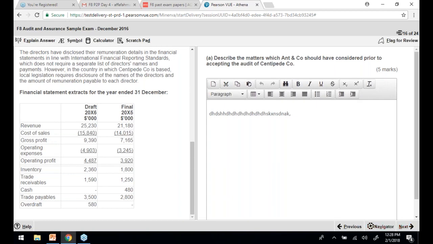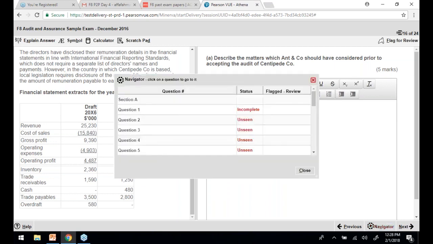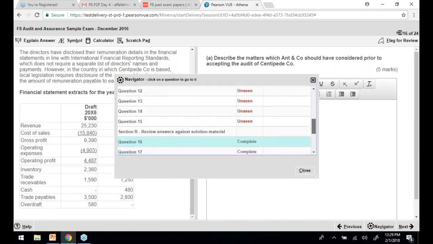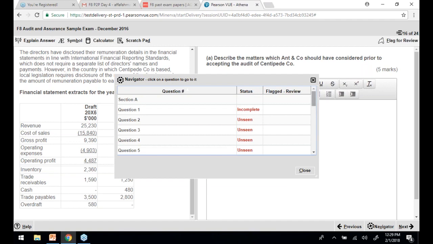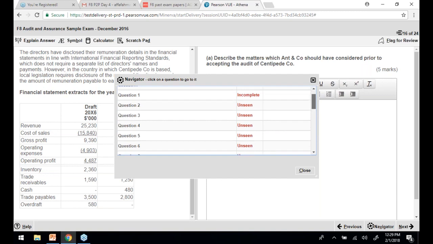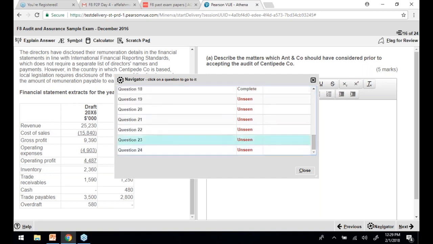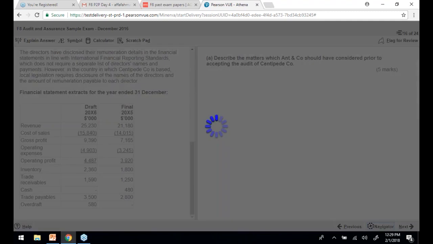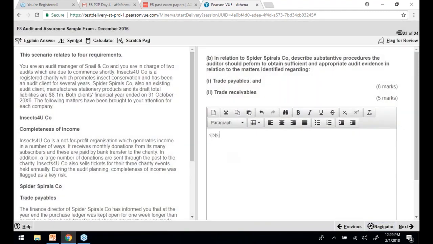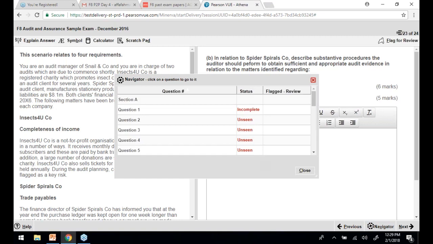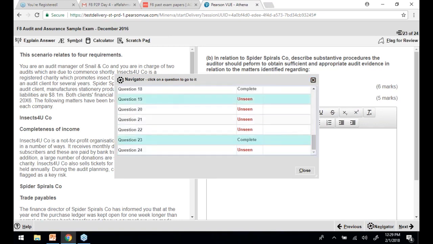Another thing you can do, guys, if you could all pay attention, you press the navigator and this will tell you the status of your question paper as well. So section A, all these questions are unseen, so I haven't even gone to this. Incomplete means I've seen it, but I haven't actually attempted it yet. You could skip directly to question number 23. Write down your answer, press the navigator, go back to question number 19.